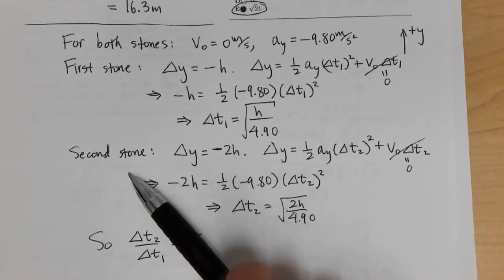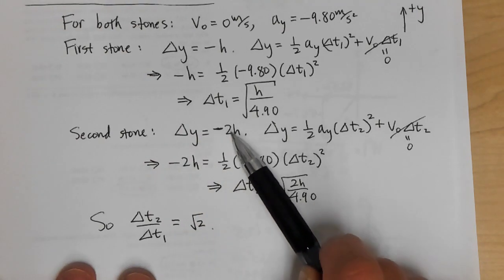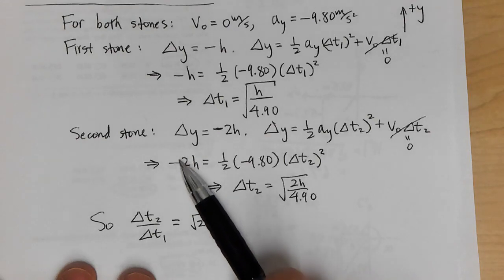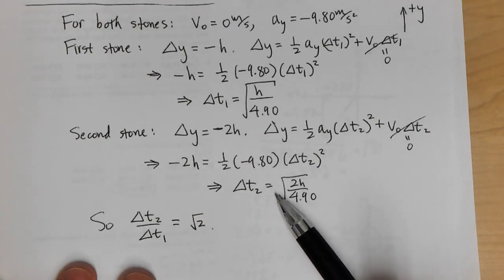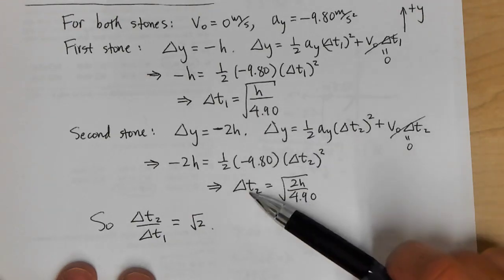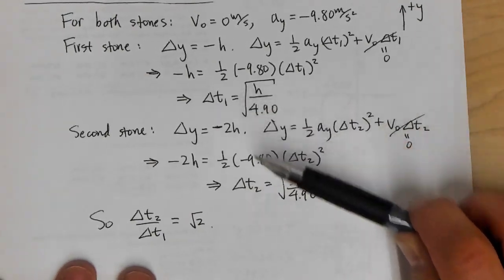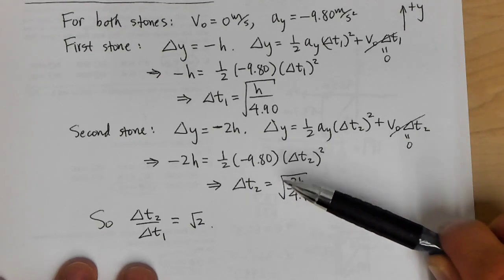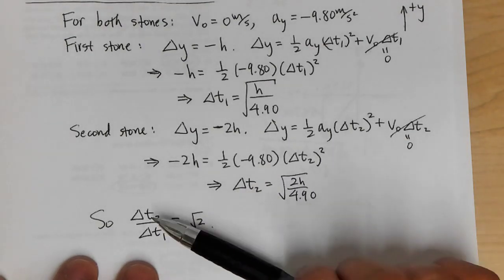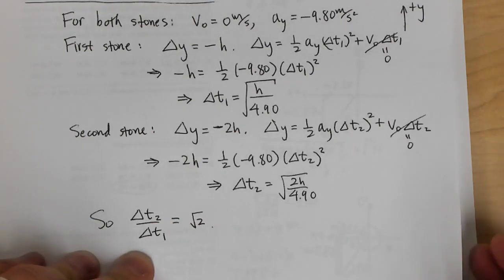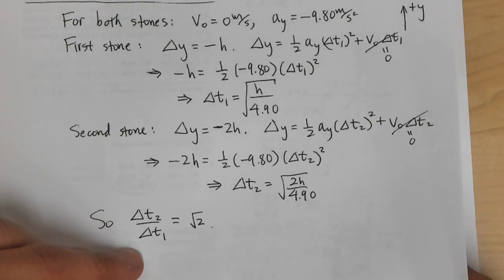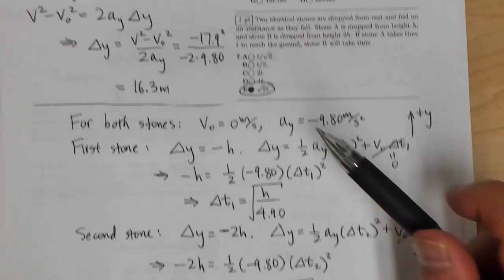Now for the second stone, we're going to take delta y to be negative 2h. And so we're going to do all the same things. Everything will follow through except we're going to have a 2 here, and we'll get the square root of 2h over 4.90. So the question is, when I stare at these two, what is the comparison? There's an extra square root of 2 for delta t2. So delta t2 is a factor of square root 2 bigger. It's delta t1 times square root 2.